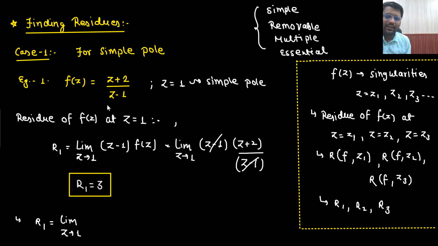Limit z tending to 1. This guy is creating the problem, so remove this guy. What are you left with? z plus 2. Simply put 1 here. What is the answer? 3. That's it. Within one line, I will be able to find out the residue. I will not write down all these things. What I will see is that z equals 1 is creating the problem. Remove this guy, put z equals 1 in the rest of the part.